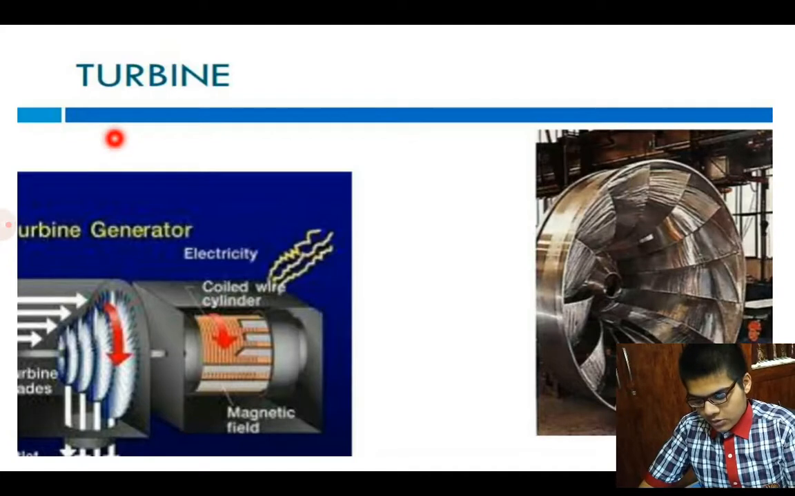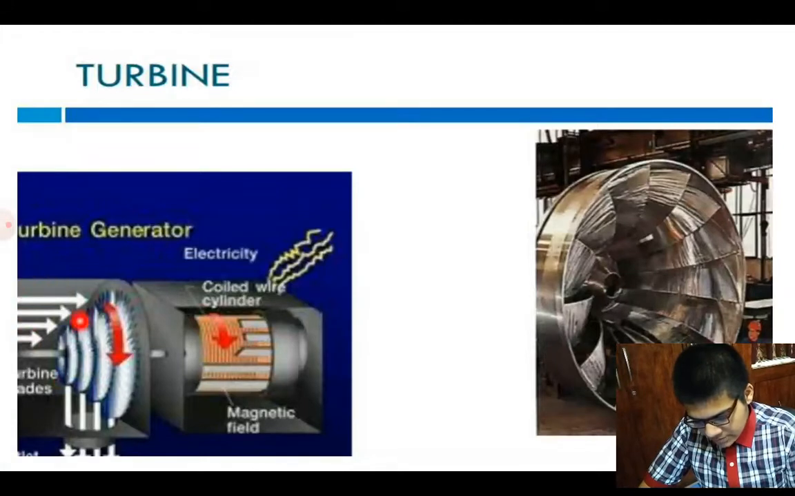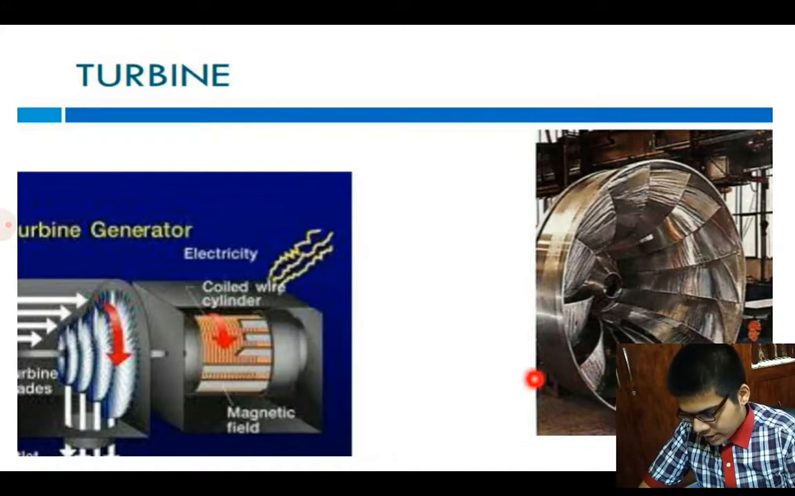Now here is the turbine. You can see the steam rotates the turbine, which is coupled with the generator. There is a magnetic field around the generator, and this is the coil wire which produces electricity. The wire then transfers this electricity. And this is the actual picture of a turbine.